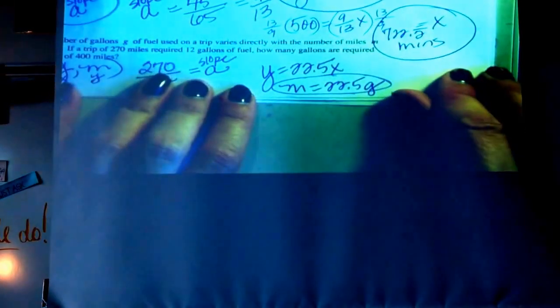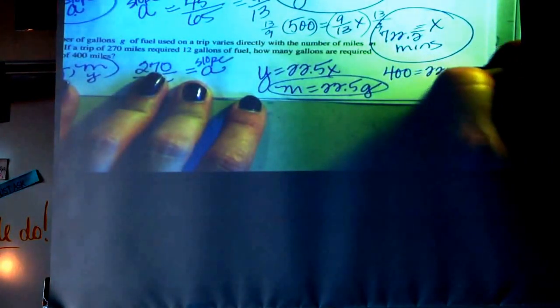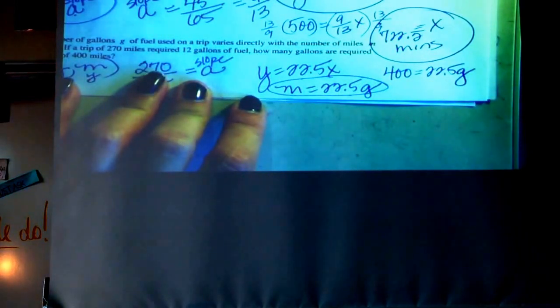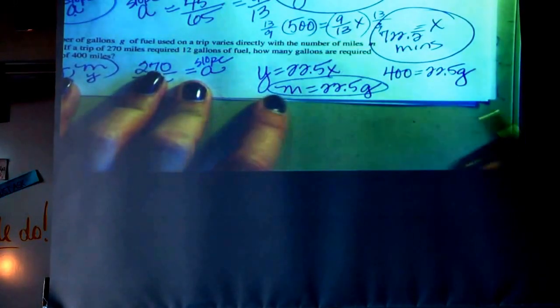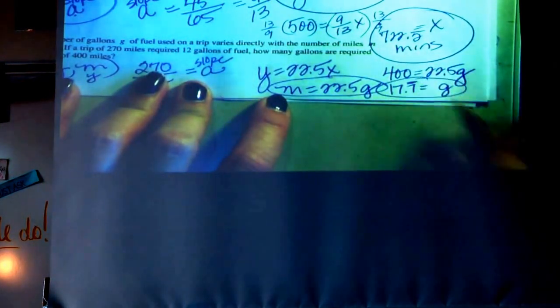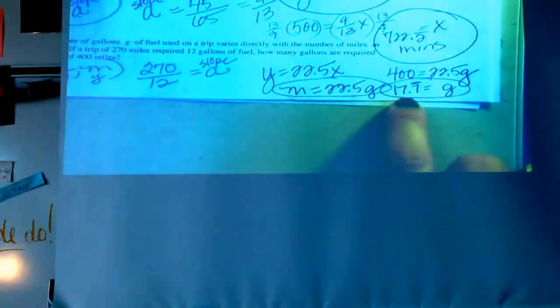So then my question to answer here is, if I've got 400 miles to go, how many gallons of gas is that going to take? So 400 divided by my 22.5, I need 17.7 repeating gallons. I better be putting 18 gallons in my tank so I'm not showing up on fumes.